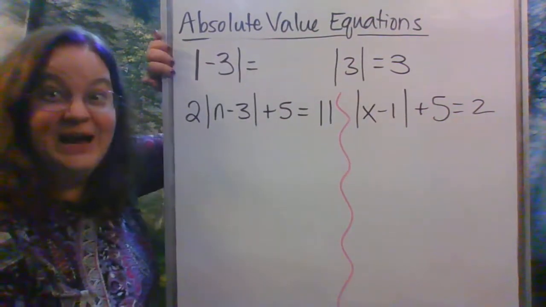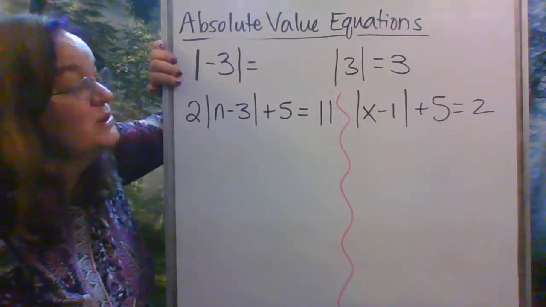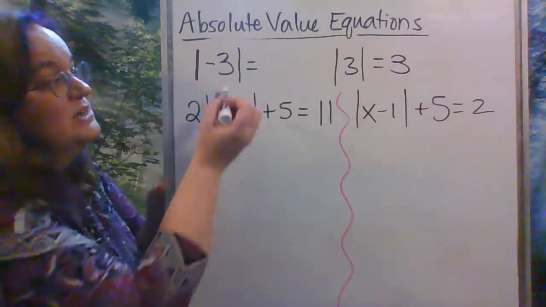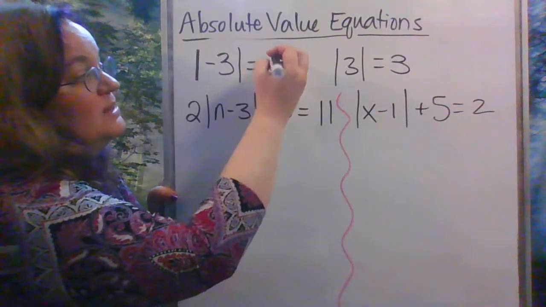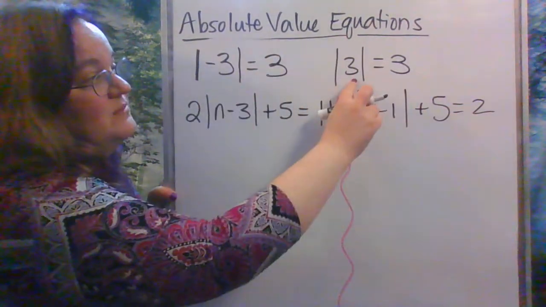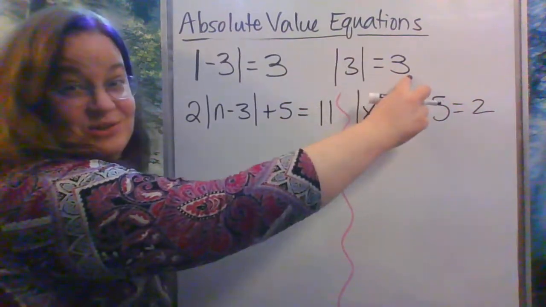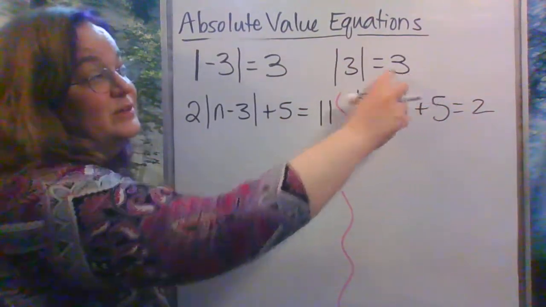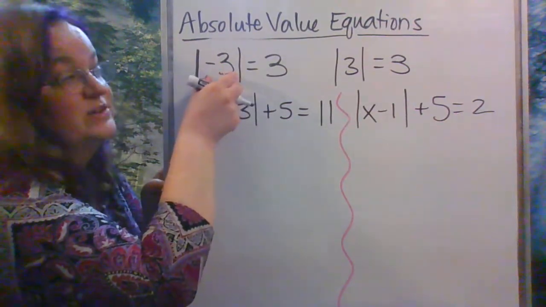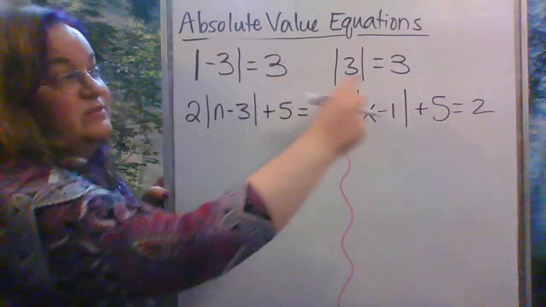So, to review, absolute value means it's the distance from 0, and no matter what, when I take the absolute value, it always comes out positive. So if I have a negative 3, the absolute value is 3 because negative 3 is 3 away from 0. If I have positive 3, it's also going to have an absolute value of 3 because it's 3 away from 0. So inside, it can be positive or negative, but once I take the absolute value, it has to be a positive number.